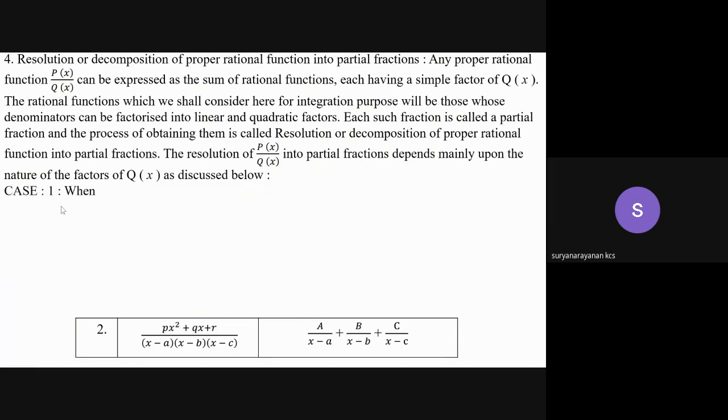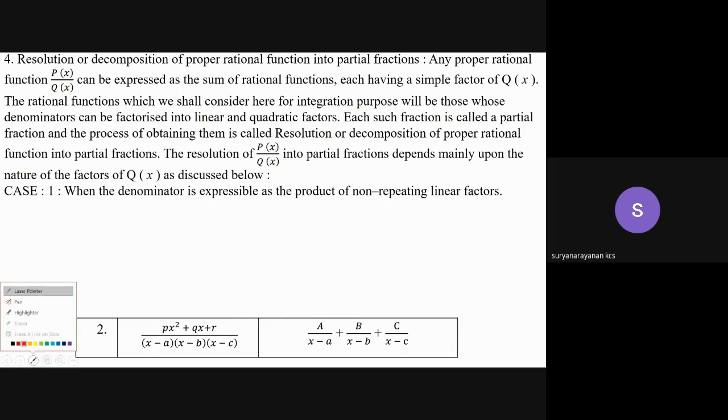Case 1: when the denominator is expressible as a product of non-repeating linear factors. If the denominator is expressed as a product of non-repeating linear factors, in this case how to write partial fractions? See this point. This is the first type of questions.